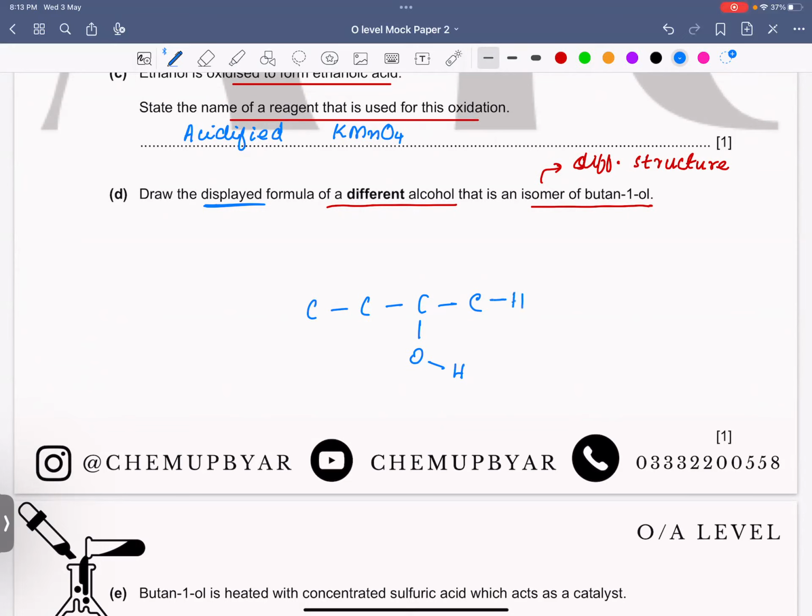So on the first carbon there are 3 bonds left to me, so I will place 3 hydrogens over here. Then I will place 1 hydrogen over here, 2 hydrogens on this carbon, and 3 hydrogens on the carbon on the left. So this is the displayed formula of butan-2-ol. Is it clear? Yes, sir.